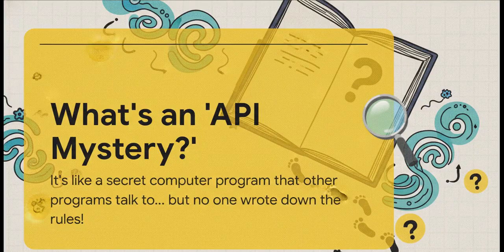Well, in the computer world, that happens all the time. We call it an API mystery. It's basically a secret computer program that helps other programs talk to each other. But here's the tricky part. Nobody wrote down the rules. So it's our job as detectives to figure out the secret language it speaks.